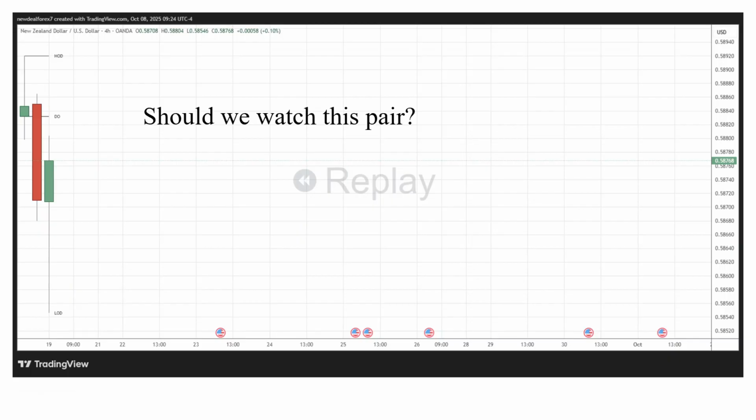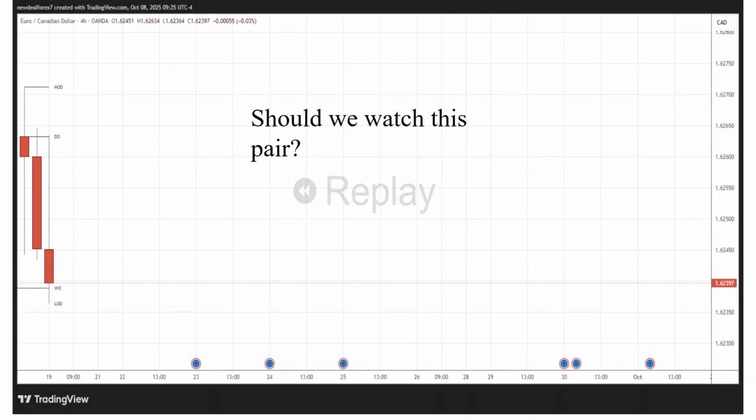All right, so should we watch this pair? No, why not? Once again, price is in the middle. Okay, we got the high here, the low here. It's pretty much just spike both ways. Based on the way I trade, I do not know what price is going to do. It could go down and take this low. It can go up and take this high. It's in the middle of the daily range, more or less. I have no clue what price is going to do. I skip it.